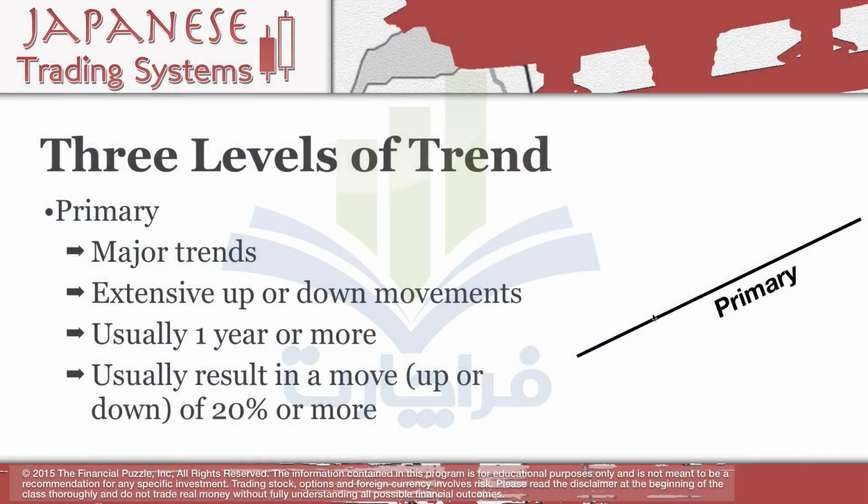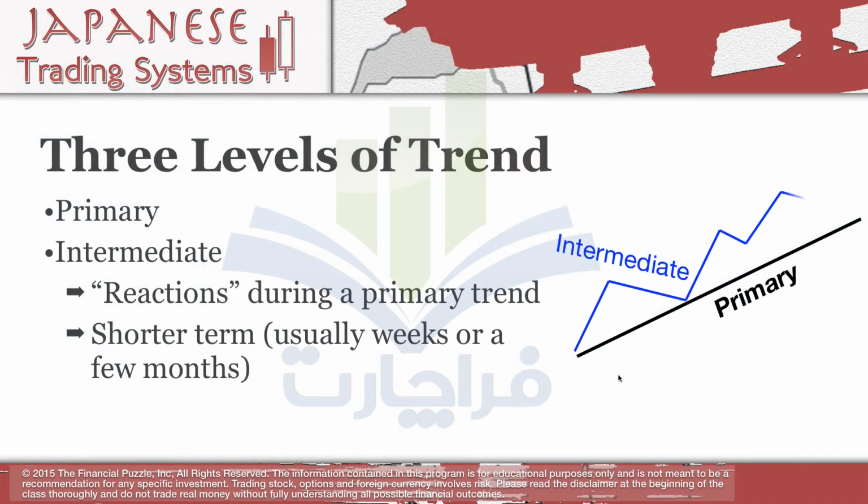Now, if you go down to the intermediate level, the intermediate trend is going to work with the primary trend. Look at the picture here. You see how the intermediate trend is working with the primary trend, not fighting it. Sometimes it's going with the trend, sometimes it's going the opposite direction, but it's working with the primary trend. These are going to be reactionary moves that occur during a primary trend. They're shorter term, and on a daily chart, they're usually going to represent weeks or maybe a few months.